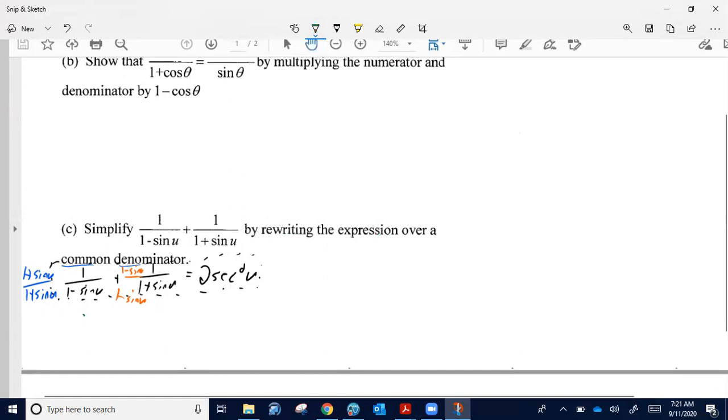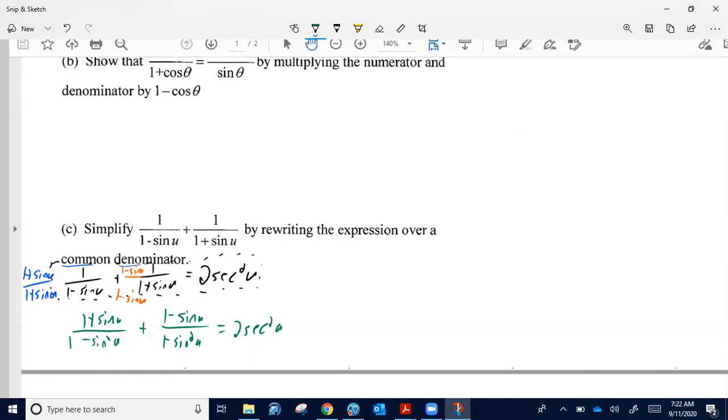That's going to give us 1 plus sine of u over this. I could FOIL that out, I guess. 1 plus sine u, 1 minus sine u, 1 plus sine u, 1 minus sine u on these. That's going to be a 1 minus sine outside plus sine inside cancels, and then minus sine squared u plus, on the right side, 1 times 1 minus sine of u is 1 minus sine u over, again, 1, and then plus sine minus sine cancels, minus sine squared of u equal to 2 secant squared u.